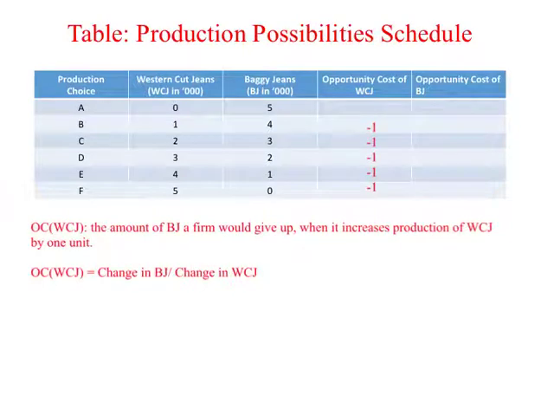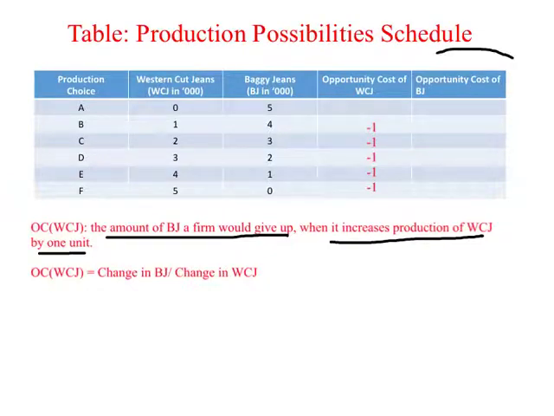Now, based on the definition of opportunity cost of Western cut jeans, we calculated opportunity cost of Western cut jeans for different consecutive points. And what is opportunity cost of Western cut jeans? The amount of baggy jeans, the other good, a firm would give up when it increases production of Western cut jeans by 1 unit. Now let us try to define opportunity cost of baggy jeans. This is very systematic in economics, so it shouldn't be too hard.